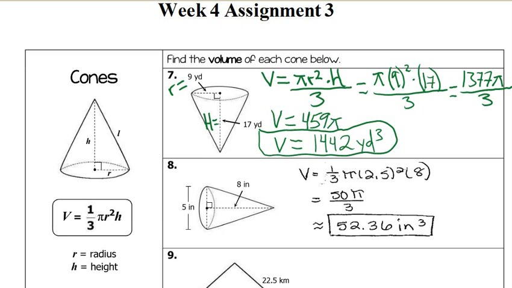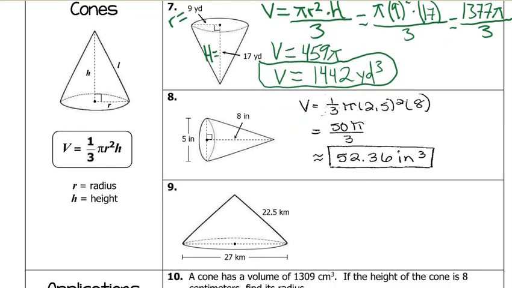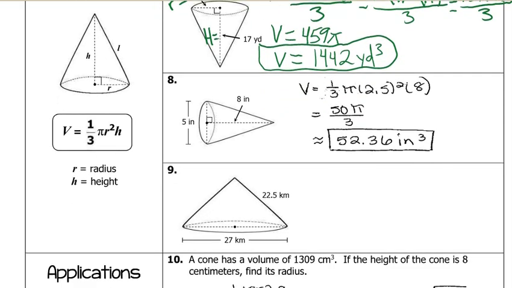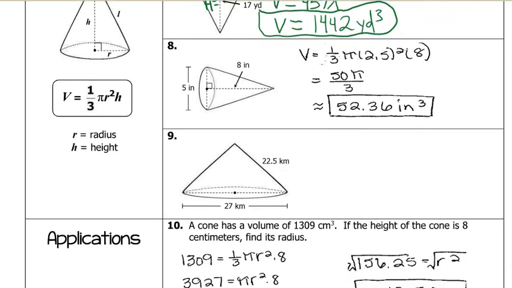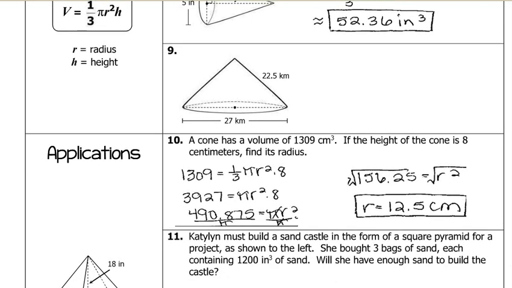Okay. So now the next one, number 8, you see it's the same steps. Pi r squared times my height right here times 1/3 or divided by 3, and then you get that one. Now the next one we're going to do together, it is more challenging. It's just because we don't have the height. So let's get the height. I'm going to start there.